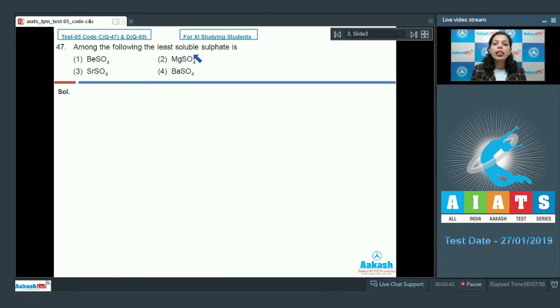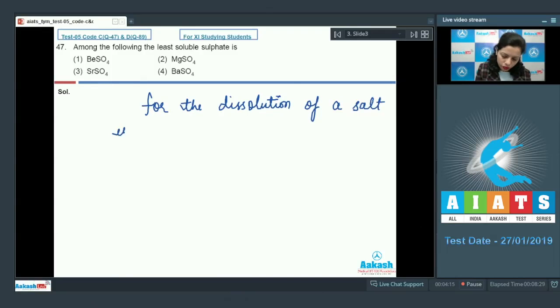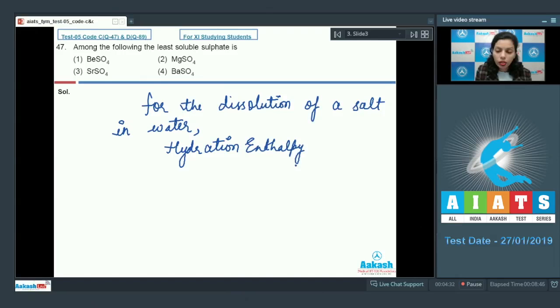Now after this, let's take the next question. Question number 47. Among the following, the least soluble sulfate is. Now, solubility of a particular salt depends on two factors mainly. One is hydration enthalpy, that is the amount of energy released during the process of solvation. The second is the lattice enthalpy. For the dissolution of a salt in water, always the hydration enthalpy should be more as compared to lattice enthalpy. And if we talk about the barium ion, it has a larger size.